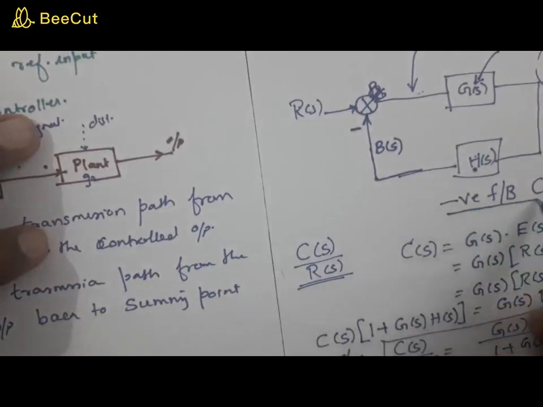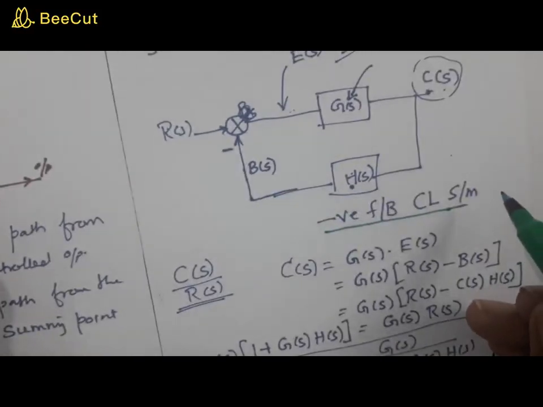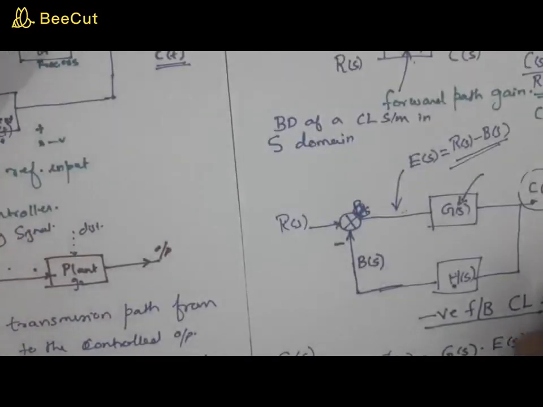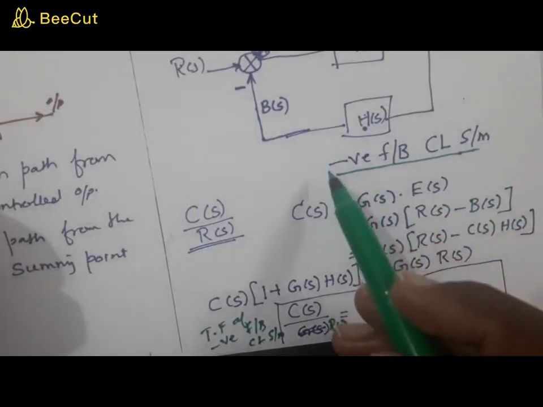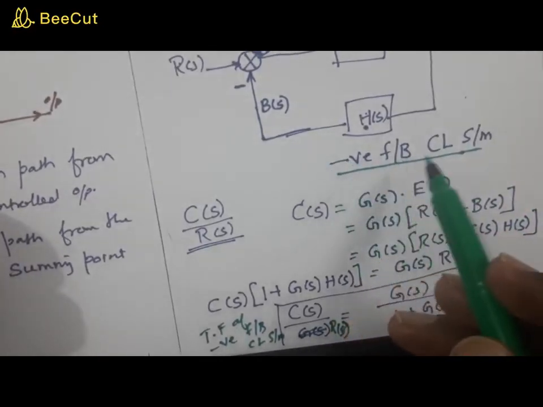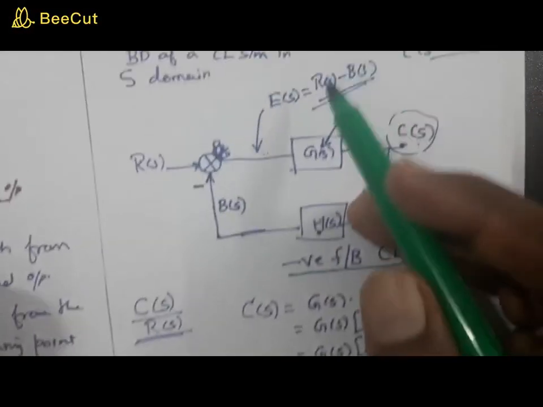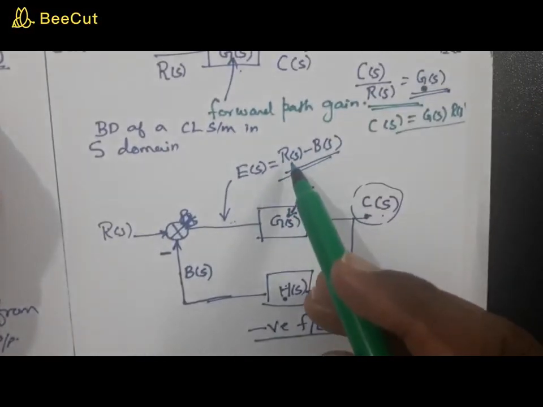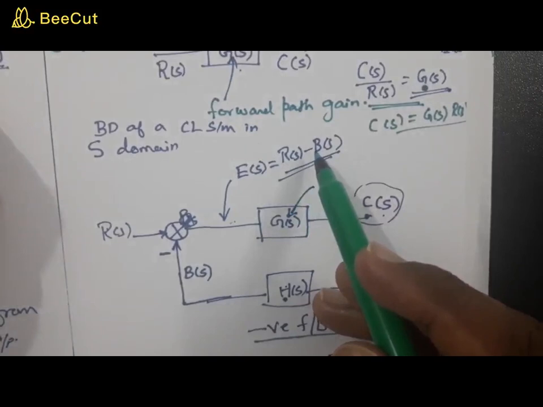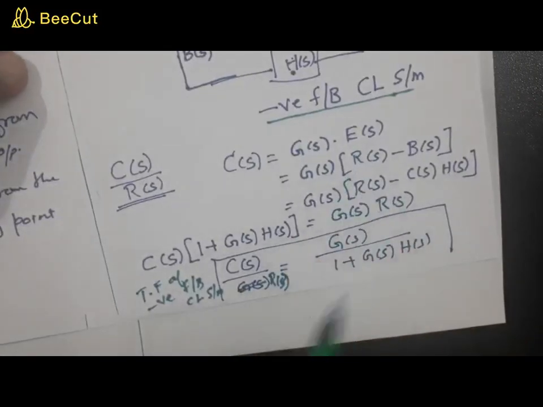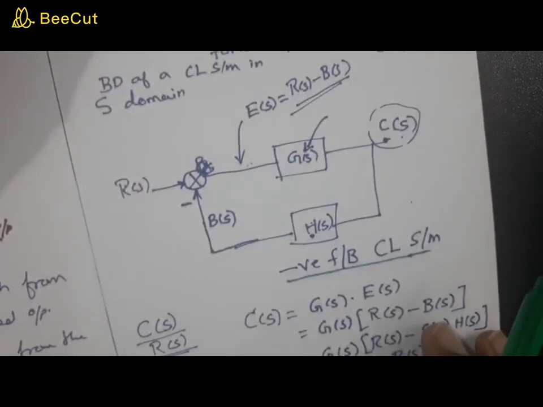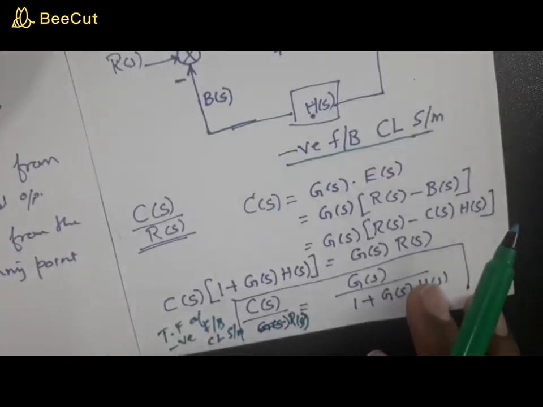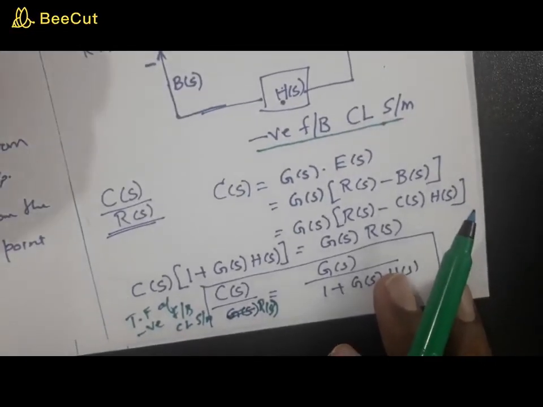I have only found the transfer function of a negative feedback control system, and you may find the transfer function of a positive feedback control system by putting a plus sign. What is going to be the difference? Here you are going to have R of s plus B of s. Using the same procedure, arrive at the transfer function of a positive feedback system, and do it and post it today itself in the Google Classroom.